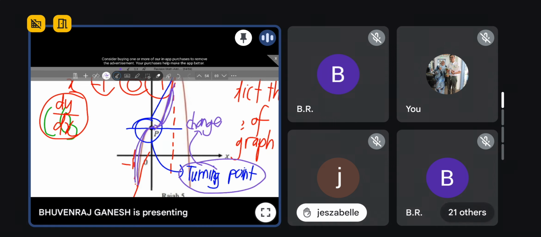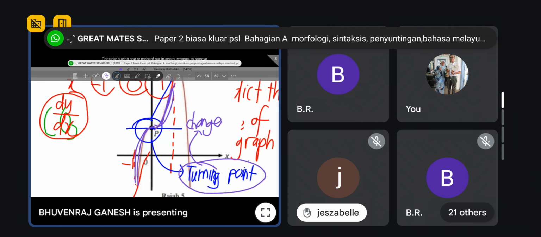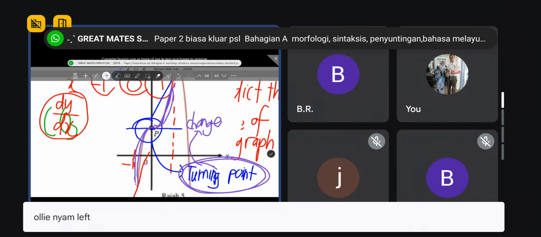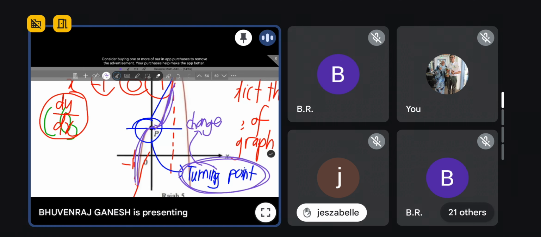So this is why we call it turning point, because the shape of the graph changed. So that's why point P is called the turning point. Bentuk graf tu berubah. That is the key feature of a turning point. Wherever the point is located, as long as the graph changes, that is called a turning point. Understand, guys? Hopefully this method can make you understand what is the meaning of turning point. Dia berubah bentuk, change the shape.